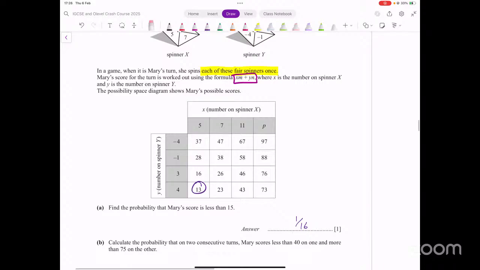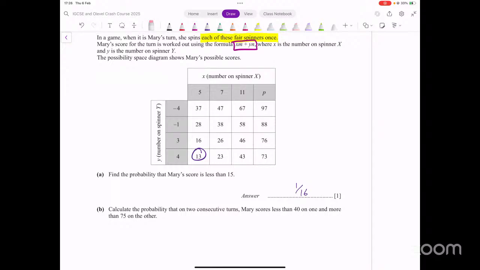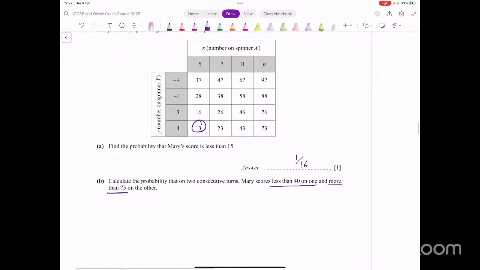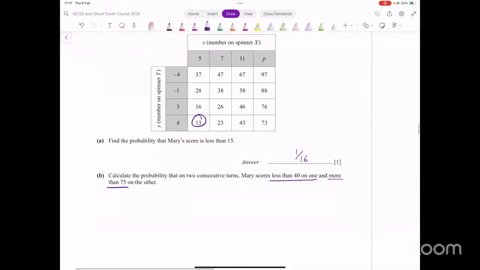Okay? All right. Calculate the probability that in 2 consecutive turns, Mary scores less than 40 on one and more than 75 on the other. Now, this is a good question because it will clarify one other concept as well. They're saying the score is less than 40 on one and more than 75 on the other. What's the probability of the score being less than 40? Let's figure that out. Less than 40 scores, we have this, these two, and these two. Right, this is where scores are less than 40. What's the total number? 7 out of 16. So less than 40 is going to have a probability of 7 over 16, right? That's less than 40.